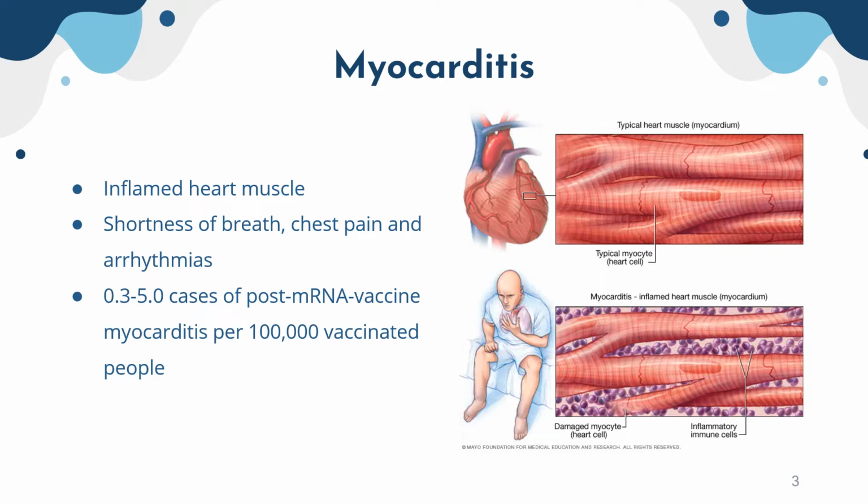According to clinical statistics, there are 0.3 to 5 cases of post-mRNA vaccine myocarditis per 100,000 vaccinated people, and higher incidence is observed when the second dose of vaccine is administered. Although most patients spontaneously recover after chest pain syndrome, hospitalization or even death are still possible consequences of myocarditis.